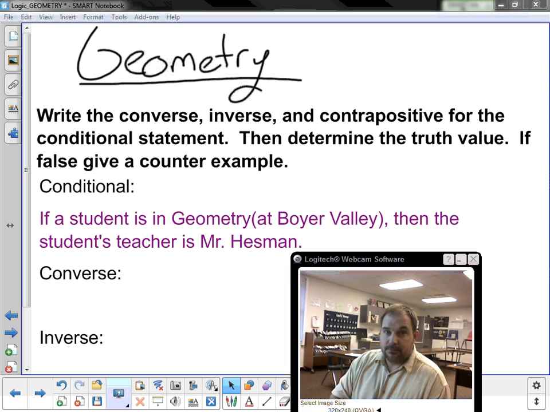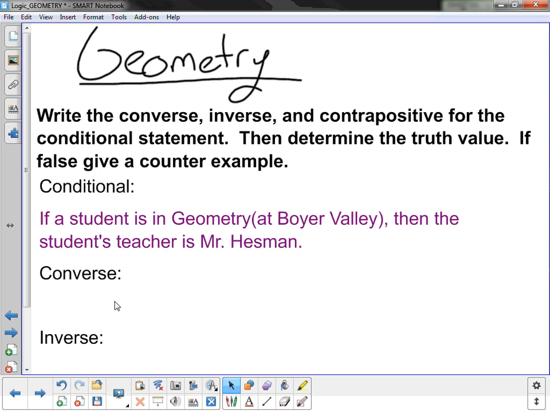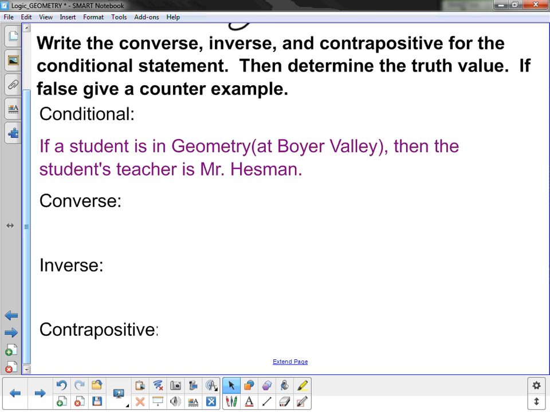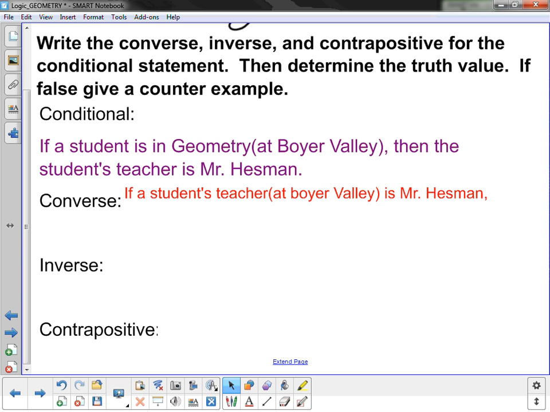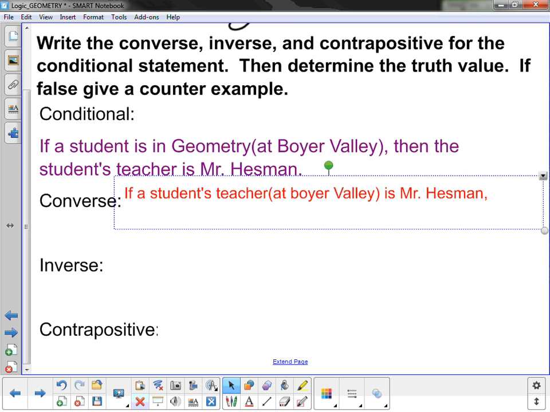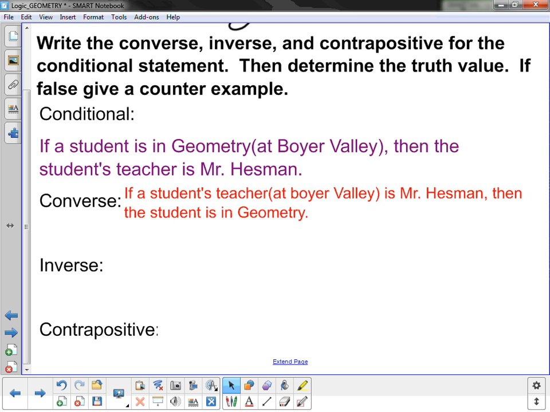So pause it now. Okay, you're back, which means you're ready for me to talk about this. So we talked about the converse, the contrapositive, and the inverse. When I do the converse, I'm going to switch things. Behind the if, I bring in what was the then from the first statement, the conclusion of the original statement. So if a student's teacher at Boyer Valley is Mr. Hessman. Now, do I have to have the Boyer Valley on there? I do that to make sure it's referenced to this place alone. That way it makes it a little easier. So I switch the hypothesis with the conclusion of the original, and then the last part is, then the student is in geometry. So there we have the converse of our original conditional statement.